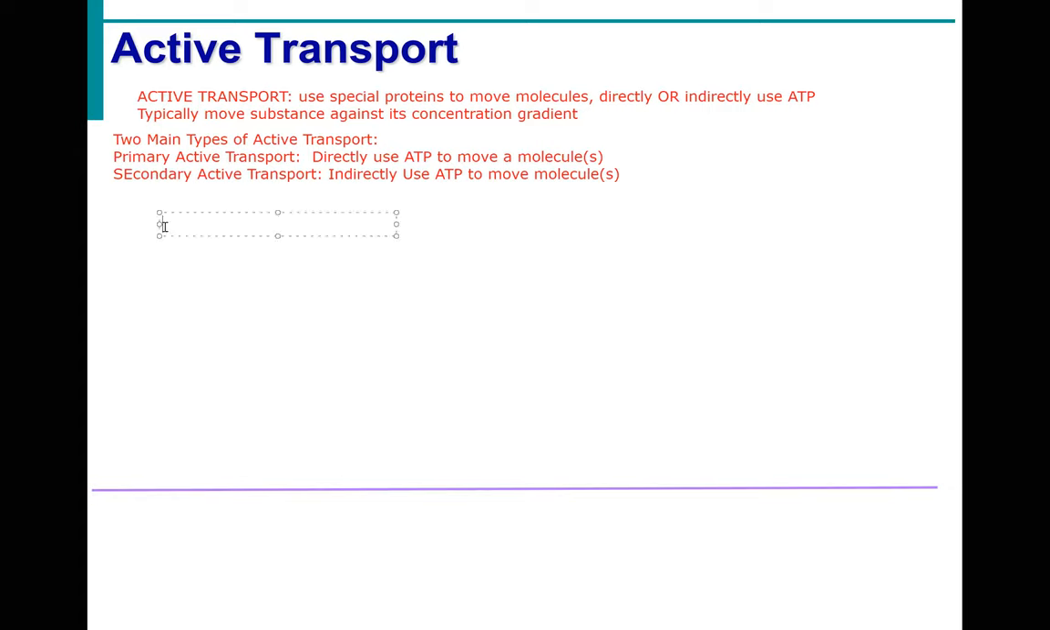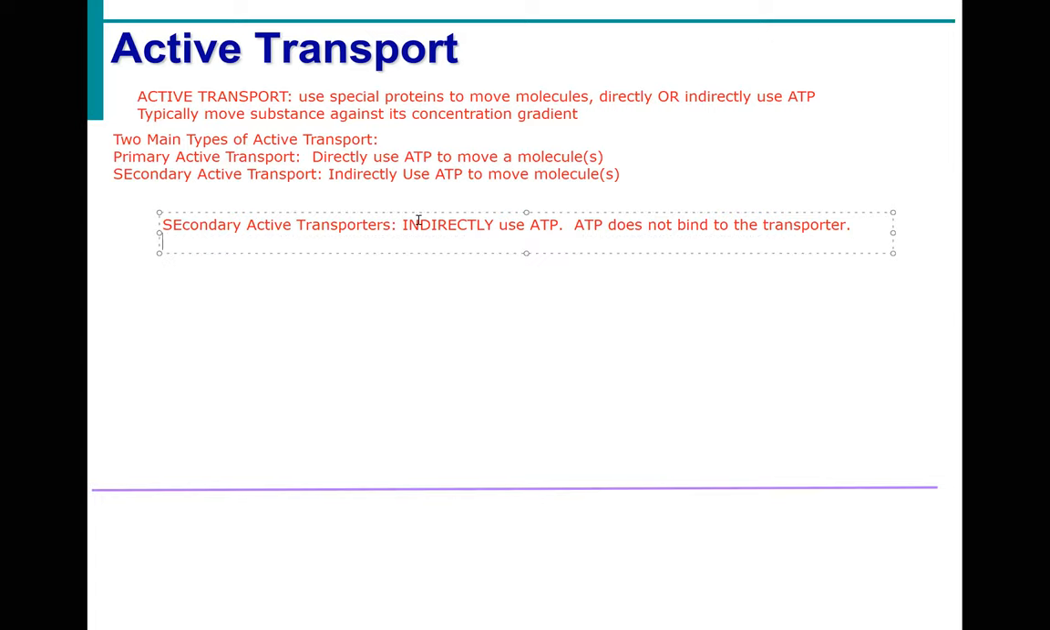And talk now instead about our secondary active transporters. Now, as we already know from our definition above, secondary active transporters indirectly, and let's emphasize that, they indirectly use ATP. What this means is that ATP does not bind to the transporter. We're going to use it in a different way.